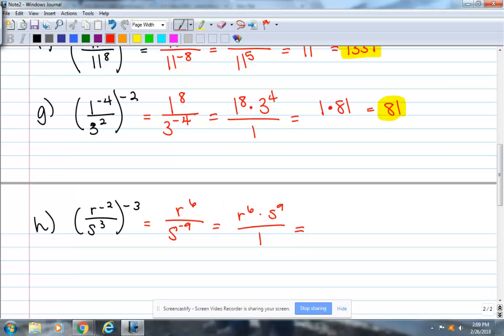Now, we don't have any like bases, do we? R and S are totally different bases, and there's nothing else you can do to simplify it. So your final answer is just r to the 6 times s to the 9th. That's all you can do.